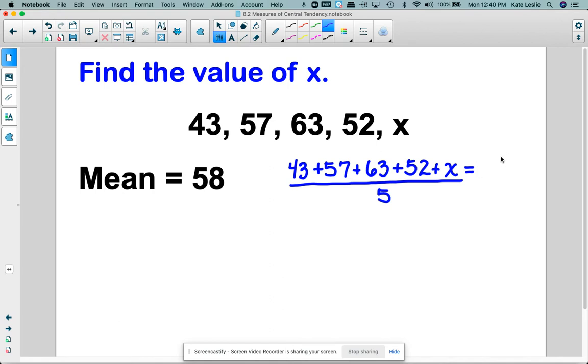And our answer would then be a mean of 58. So I'm going to write 58 on the other side of the equal sign. Okay, the first thing I want to do is go ahead and get rid of this divided by 5. So in order to do that, the opposite of dividing by 5 is multiplying by 5. So I'm going to multiply each side by 5. These 5s cancel, and I'm left with this long addition problem.